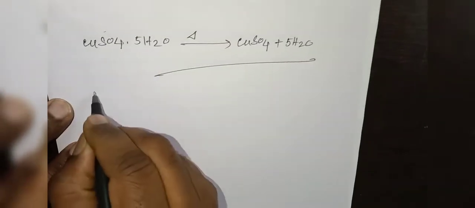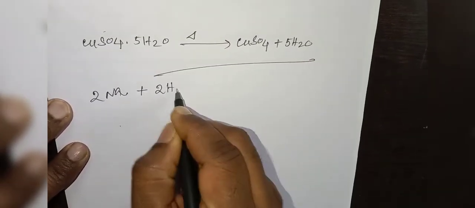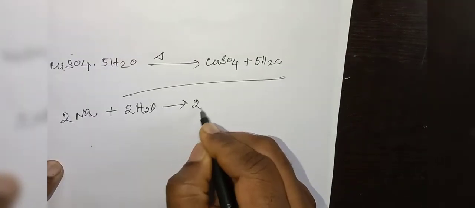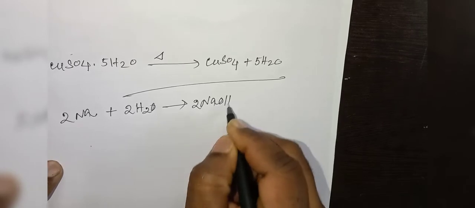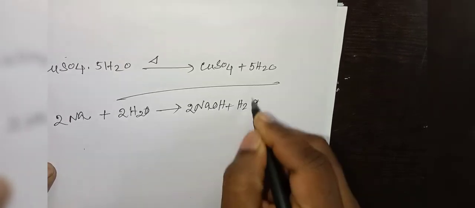Okay, you may write: 2Na plus 2 molecules of water, that is the product formation, 2NaOH plus hydrogen gas is formed.